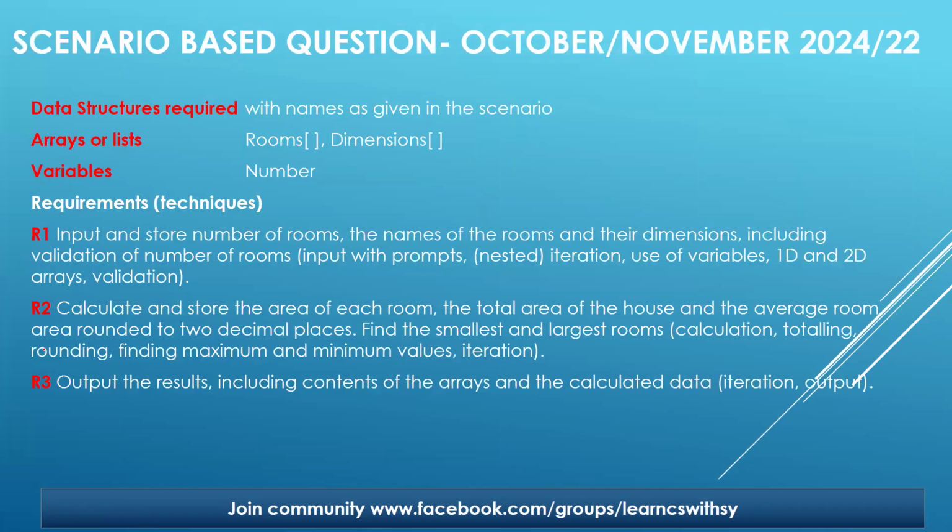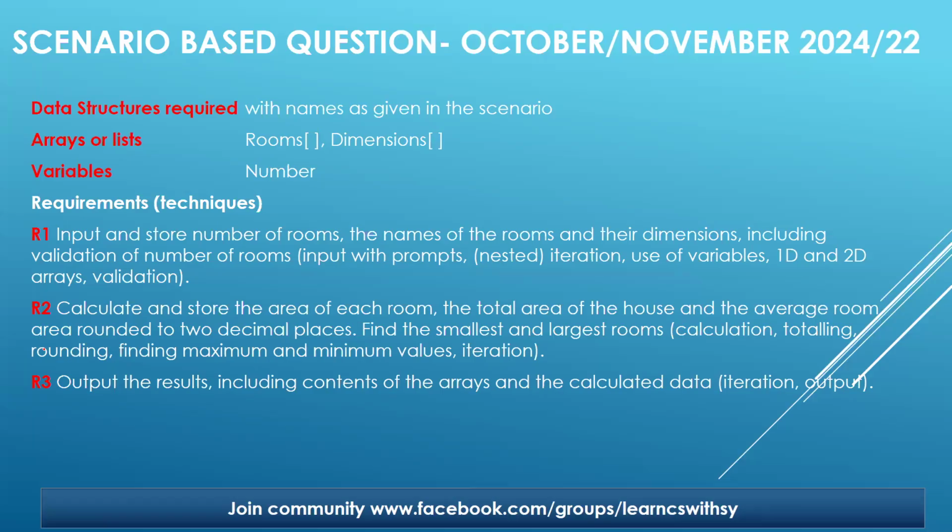Now let's move to what are they expecting me to do? How will I be able to score? First thing is I need to use the variables the way they are given in the scenario, the 2 arrays, rooms and dimensions, 1D and 2D array. The variable is number, so I'm not going to change the variable at all. I have to use the same number to store the total number of rooms in my particular question.